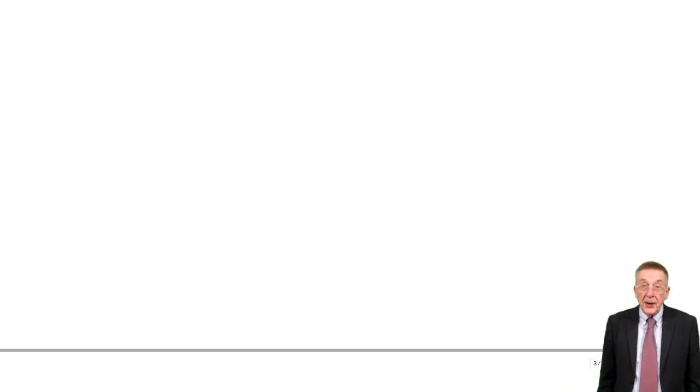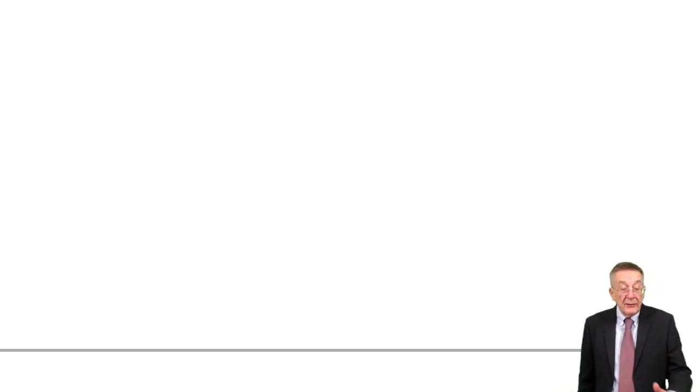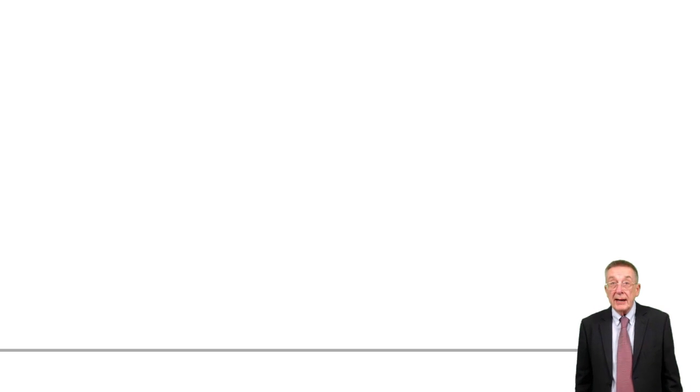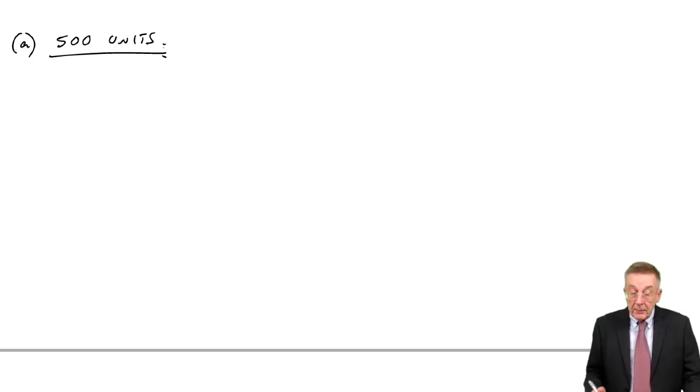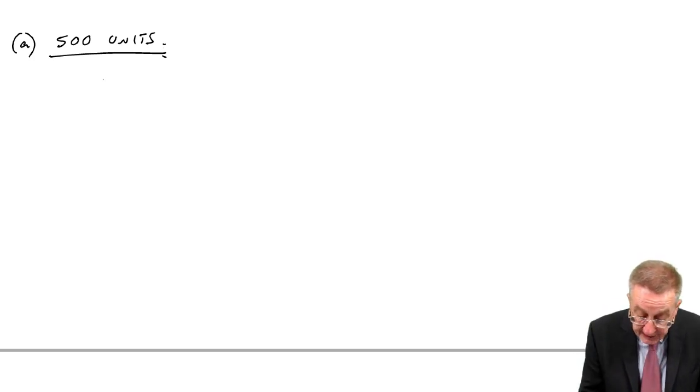And it says calculate the inventory costs per annum, per year, for the following order quantities and plot them on a graph. Let me show you what I mean. First of all, suppose we order 500 units each time. What costs will there be? Well, there's this ordering cost, we call it the reorder cost.